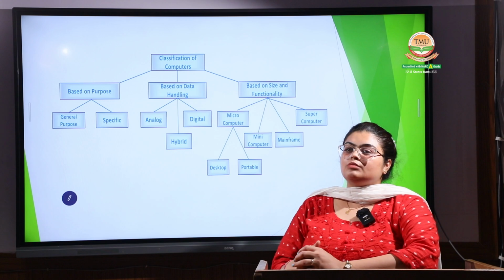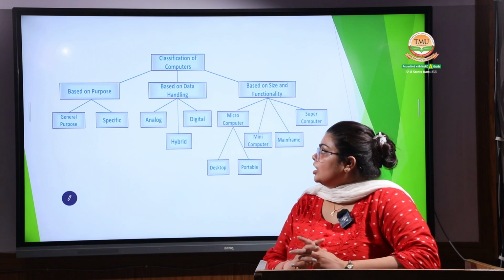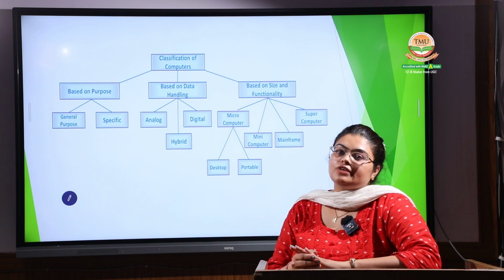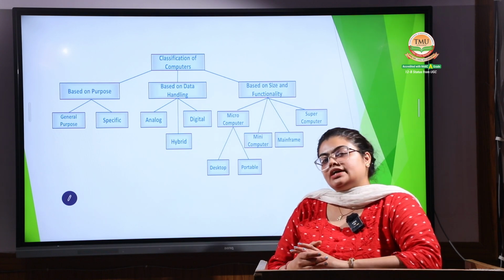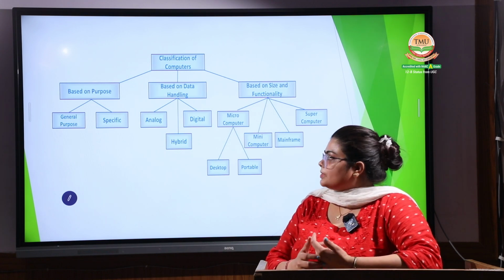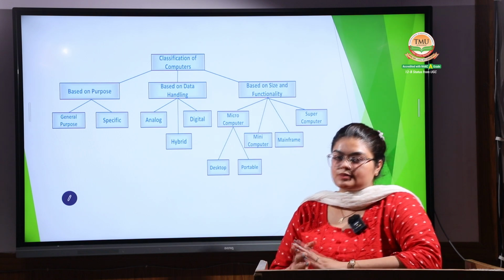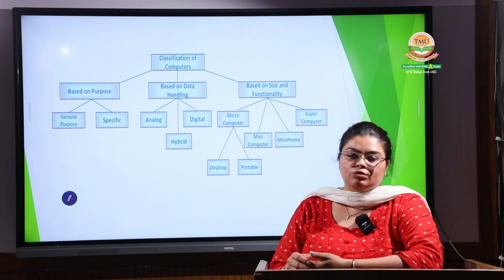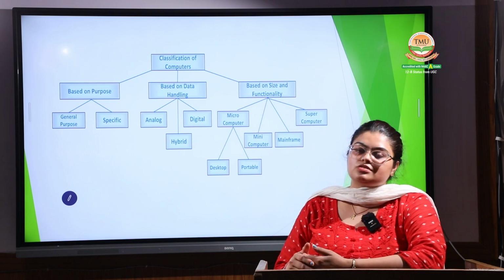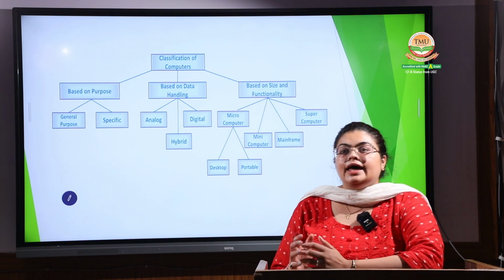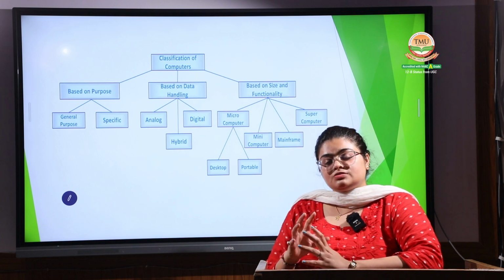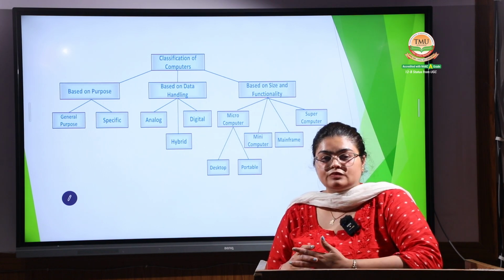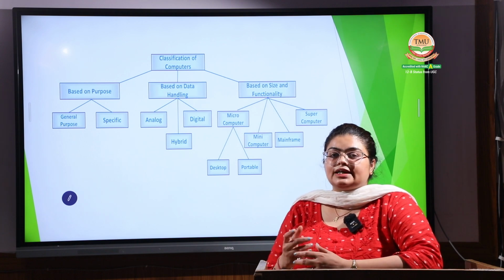First of all, we move towards the first base, that is on the basis of purpose. Computers can be categorized into 2 types, that is general purpose and specific purpose. General purpose computers are the computers you basically use at your homes, like laptops, phones, or personal computers. And specific purpose computers are the computers which are basically designed for a specific task. For example, the calculator, or some of the machines like ACs, DCs.